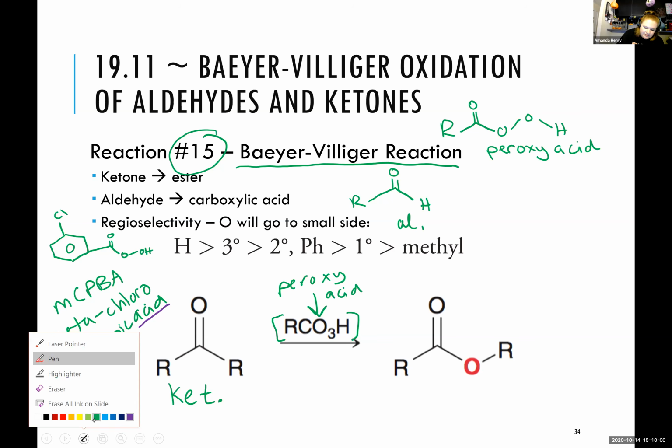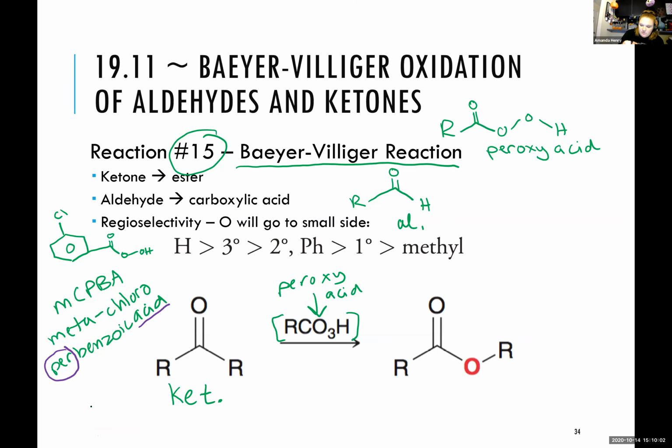So here's what we're going to make with this reaction. We're reacting our ketone with our peroxy acid. We're going to make an ester. So we're taking one of those peroxy acid oxygens and we're inserting it in between the carbonyl and one of the R groups to create an ester. And if we do this with our aldehyde, MCPBA, we're going to insert that oxygen next to the hydrogen. So we're going to make a carboxylic acid.